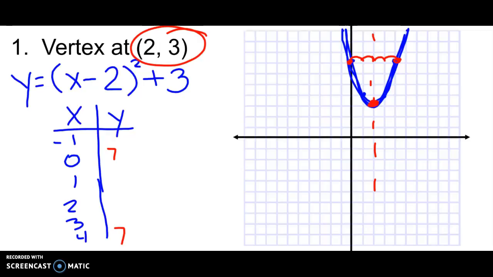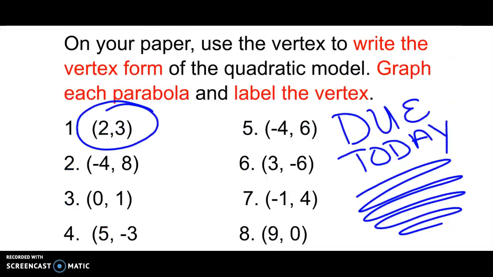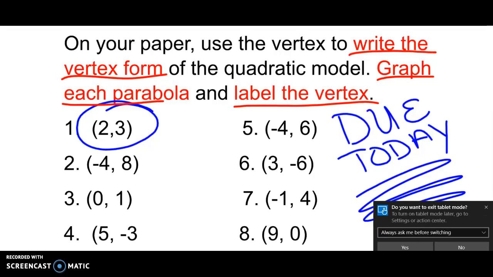All right, so your assignment, again, is to do this. It is due today. I want you to graph them. I want you to label the vertex, and I want you to write the equation in vertex form. And it's due today. You want to check the other link. It gives you this assignment.